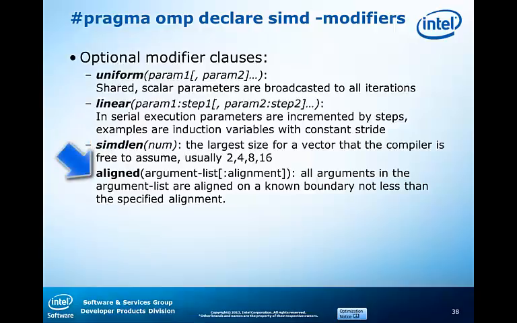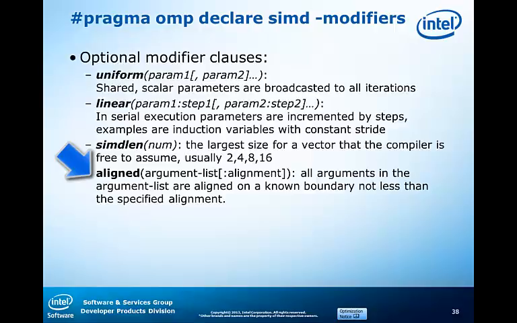The aligned clause tells the compiler the byte alignment of a list of memory locations. Usually the byte alignment is 4, 8, or 16 bytes. The type of list items appearing in the align clause must be arrays or pointers, or references to an array, or a reference to a pointer.